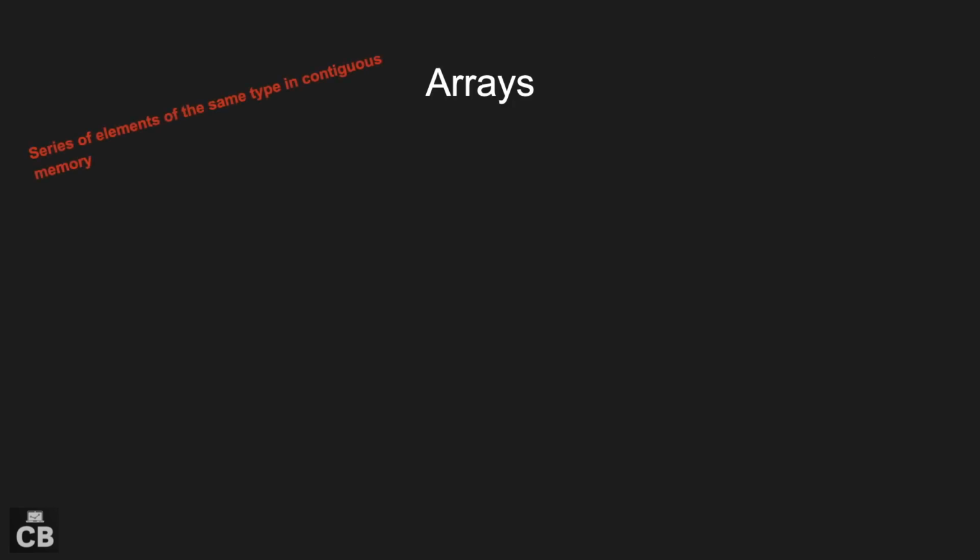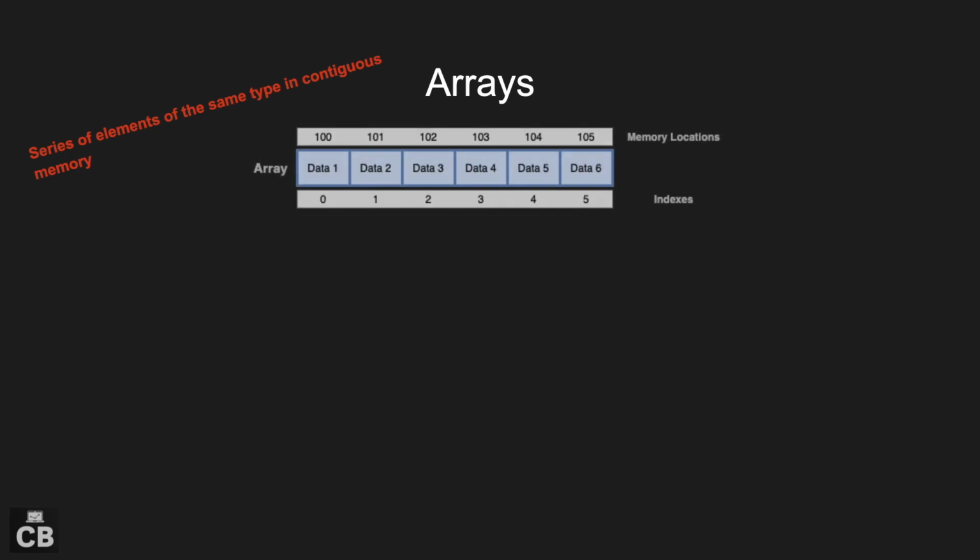An array can be defined as a series of elements of the same type in contiguous memory. To make the definition clearer, let's check this figure. In the figure, there is a series of elements from data 1 to data 6, and their memory locations are contiguous from 100 to 105 with a fixed distance, and also every element is indexed starting from 0.